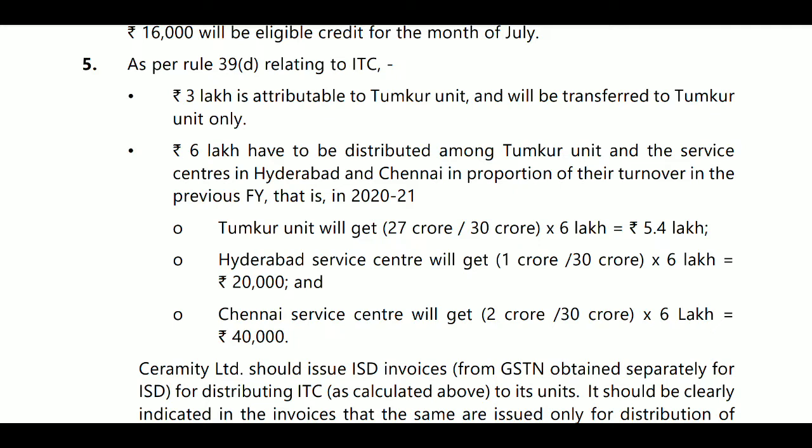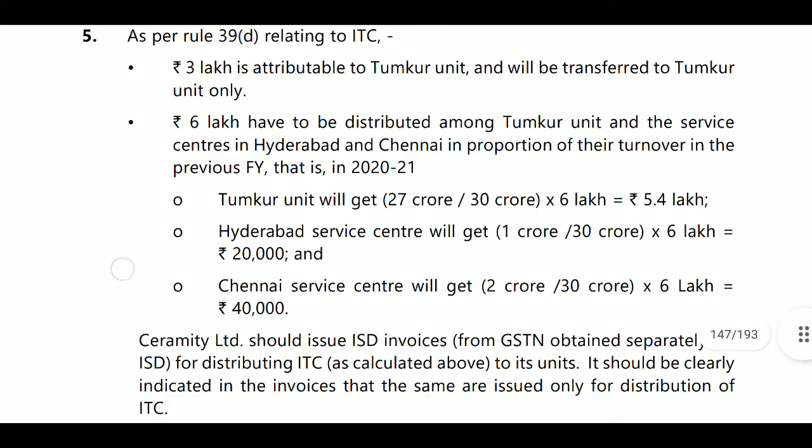So their total turnover will be 30 crores. Tumkuru Limited turnover will be 27 crores. So common credit available 6 lakhs. 6 lakhs into 27 crores divided by 30 crores is equal to 5.4 lakhs, which will be available credit for Tumkuru Limited. Hyderabad Service Unit will get 1 crore by 30 into 6 lakhs, that is 20,000, and Chennai Service Center will get 2 crores divided by 30 into 6 lakhs, that is 40,000.